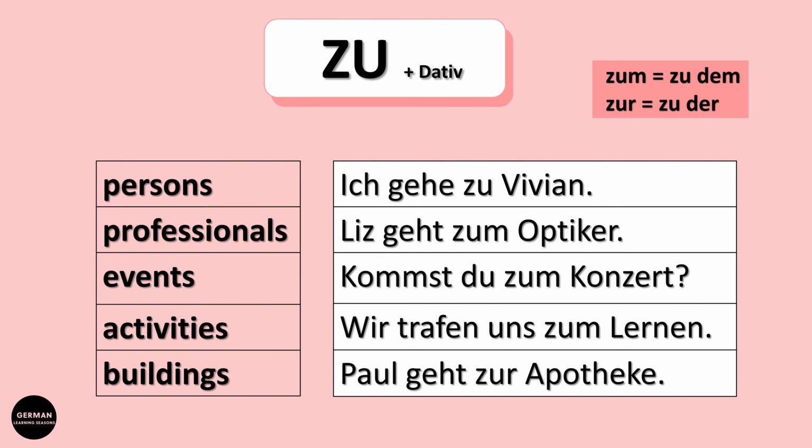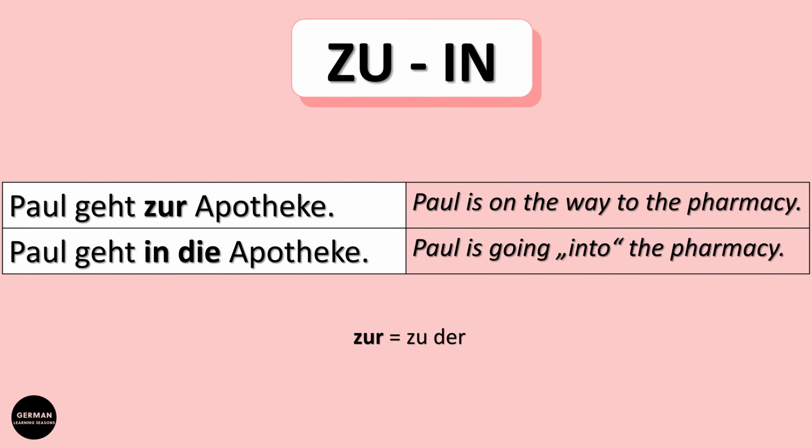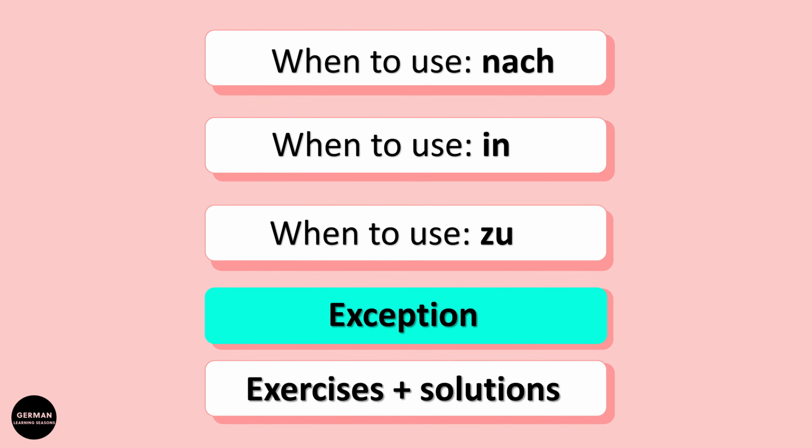Now you're probably going to ask yourself, why was it before Paul geht in die Apotheke and now Paul geht zur Apotheke? First of all, you can use both of these prepositions, but in different situations. When we say Paul geht zur Apotheke, then it means Paul is on the way to the pharmacy. So he's right now on the way to the pharmacy. And when we say Paul geht in die Apotheke, then we mean Paul is going into the pharmacy.